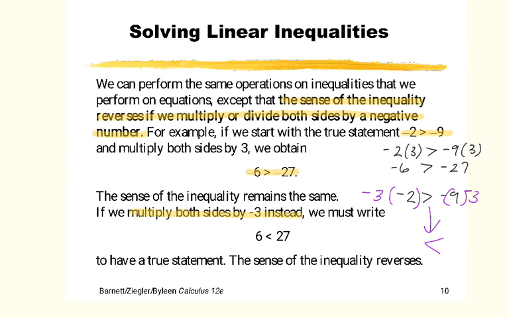So by multiplying by a negative on both sides, or dividing, but in this case multiplying, we want to flip the direction of the inequality. And so we have -3 times -2 is a +6, which is less than -9 times -3, a +27. In this case, we know this is a true statement because 6 is less than 27. So the sense of the inequality reverses after we multiply by a negative number.